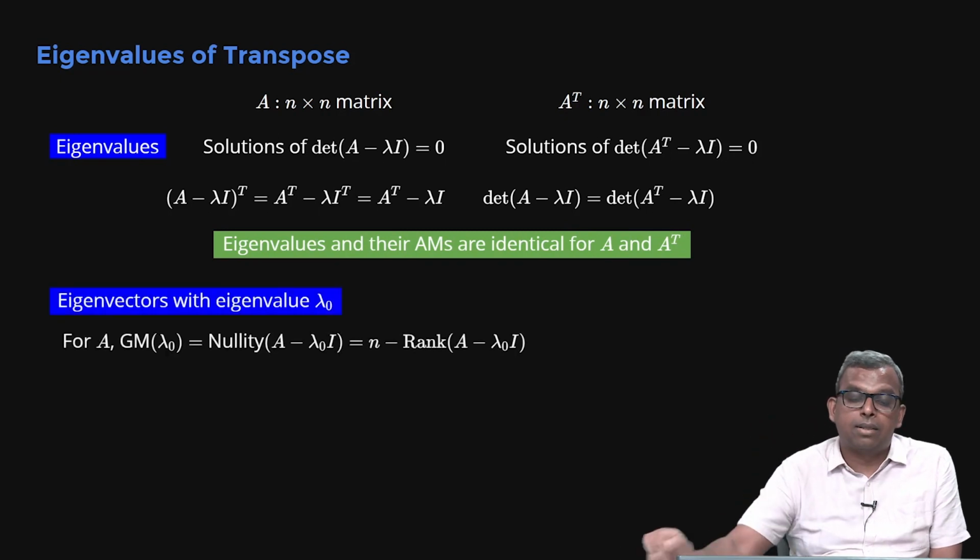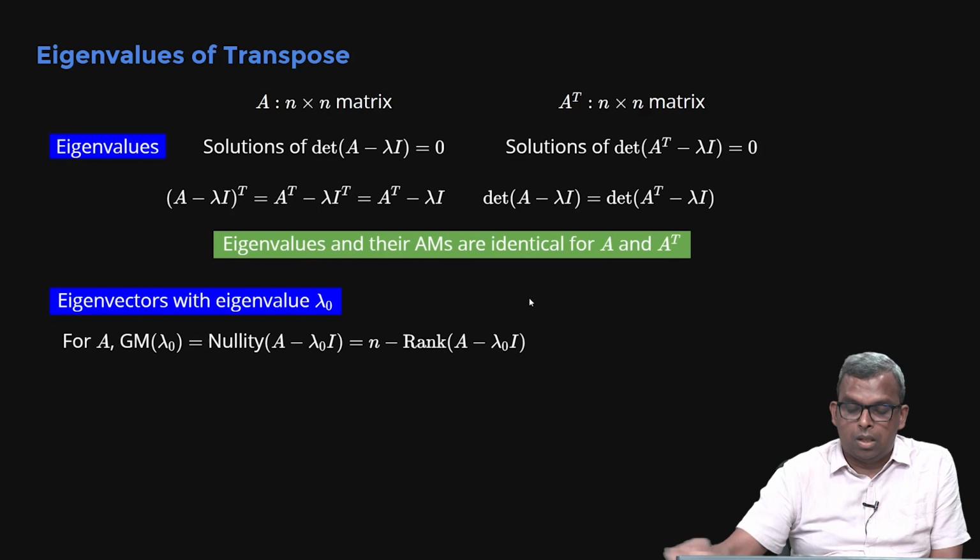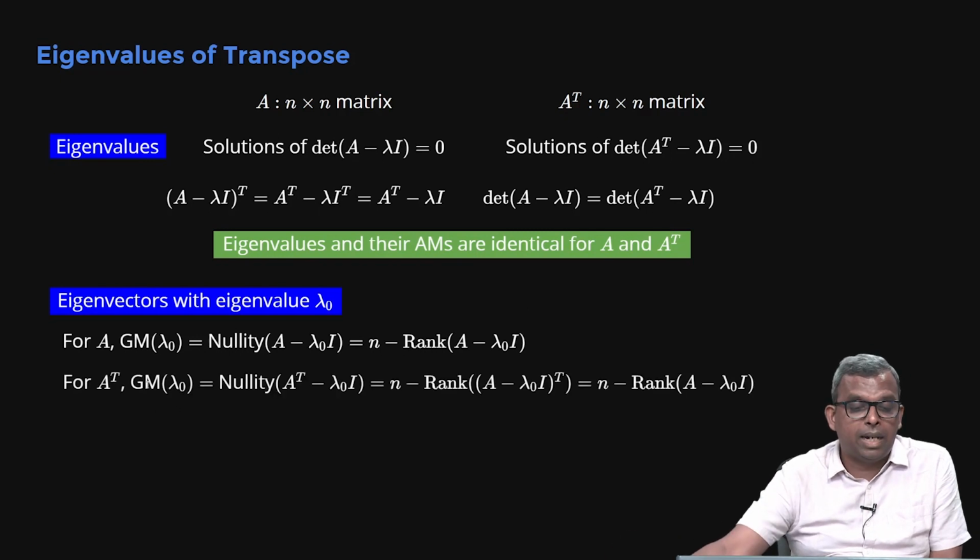What about eigenvectors? Let us look at the eigenvector with eigenvalue lambda naught. For A, the geometric multiplicity of lambda naught is the nullity of A minus lambda naught I, which is nothing but n minus the rank of A minus lambda naught I. This we knew before. What is it for A transpose? Again, you will get a similar equation.